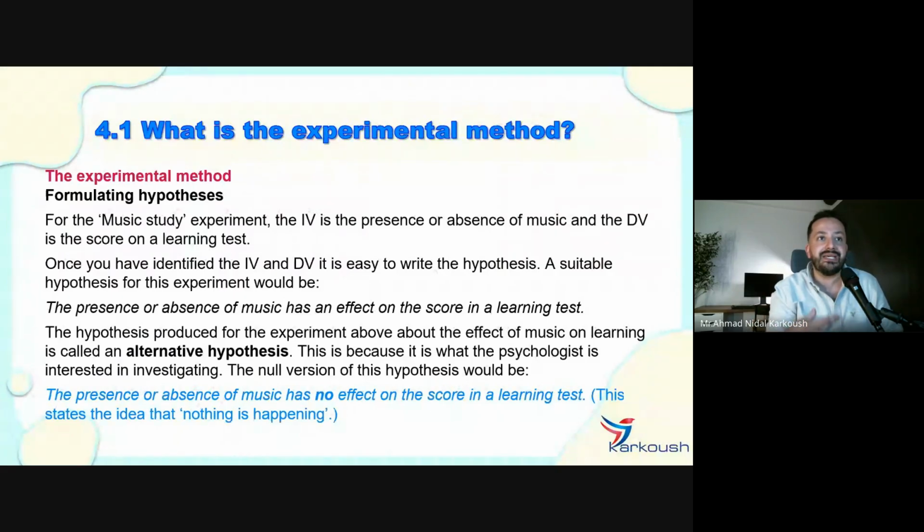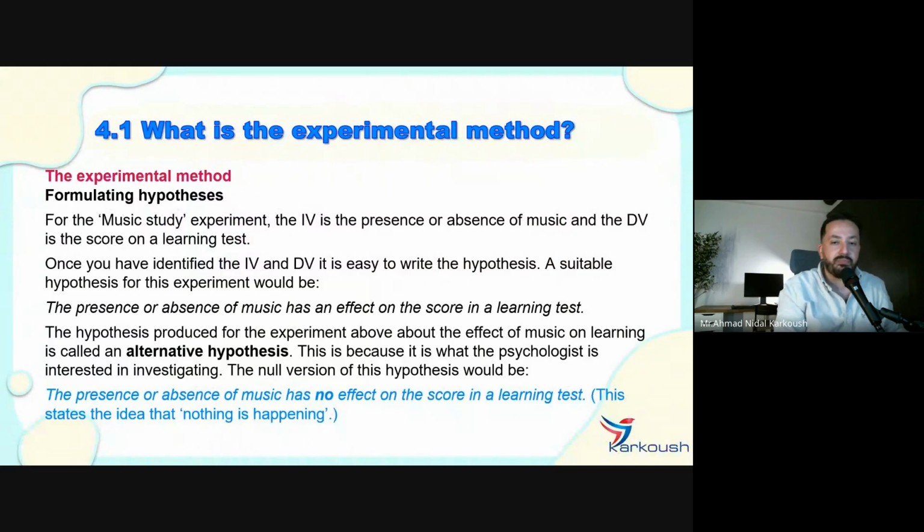And it's because it is what the psychologist is interested in investigating. The null hypothesis, or the null version of this hypothesis, would be: the presence or absence of music has no effect on the score in a learning test. So the blue one is a null one, and this states the idea that nothing is happening. And this is the statement you're trying to prove wrong. You're trying to actually prove that something is happening.